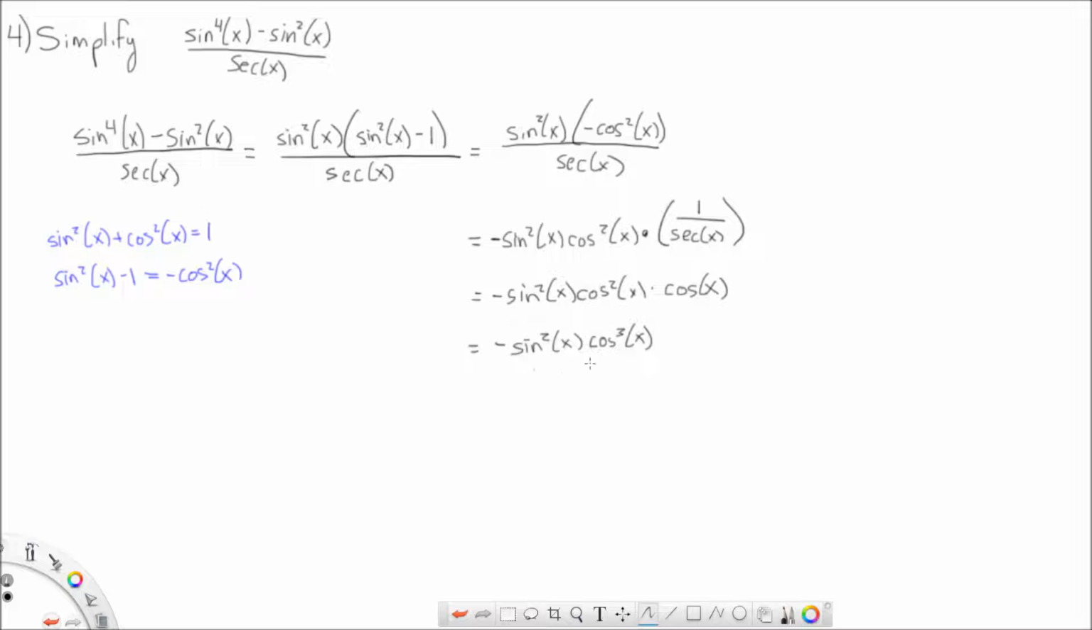And this is as simple as we're going to get because we don't have any identities where we're multiplying sine times cosine. If there's addition in here, we might be able to do something with the fundamental identity, but right now we just have to leave it as negative sine squared of x times cosine cubed of x. So that's what you have to do for number 4: factor out the sine squared, use the fundamental identity, and then rewrite division by secant as multiplication times 1 over secant.